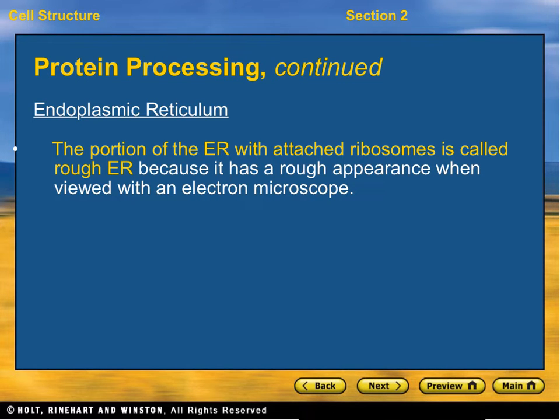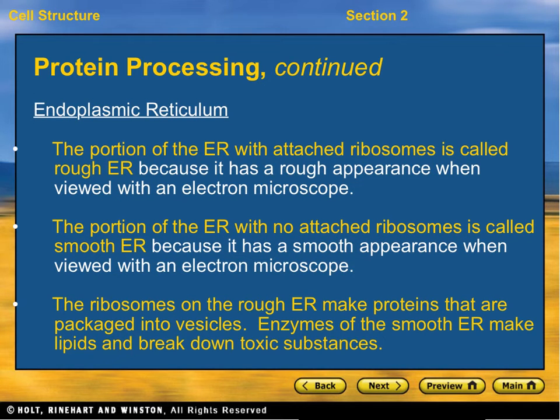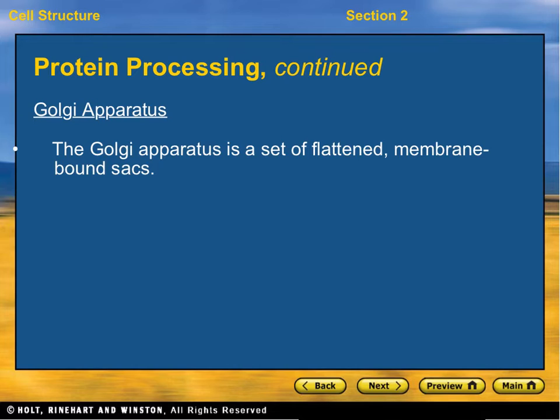The name rough ER means that there are ribosomes attached to the endoplasmic reticulum, and it's called rough ER because when you look in a microscope, you can actually see that it has a rough looking appearance. When there are no ribosomes attached, this is the smooth ER because it has that smooth appearance or that nice flat surface. So what you need to remember is that the ribosomes on the rough ER make proteins that will be packaged into vesicles. And then the enzymes of the smooth ER are going to make lipids and break down toxic substances.